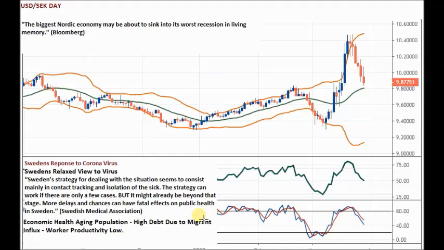Now, if you took out the virus problem, the economic health of Sweden is not good anyway. It's got an aging population, high debt levels, a lot of that due to the migrant influx. It brought a lot of migrants into the country, more than any other country, when all the migrants came from Syria and so forth into Europe. Worker productivity is low, obviously exposed to the Eurozone. The economy is not in good health anyway. And now you've got the virus that could get out of control. We'll have to see what happens.